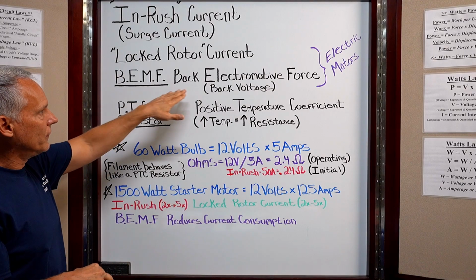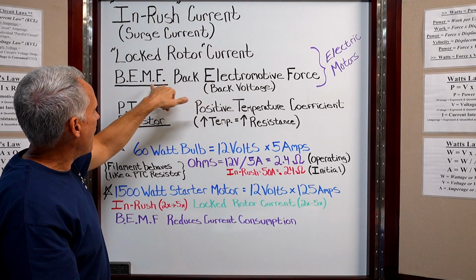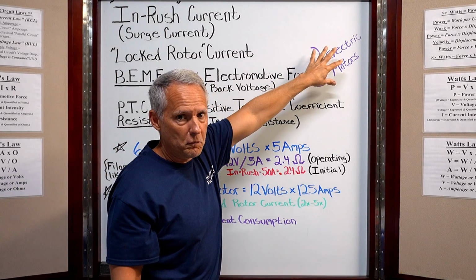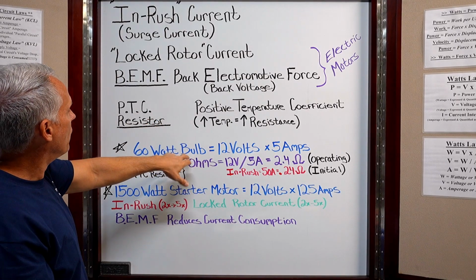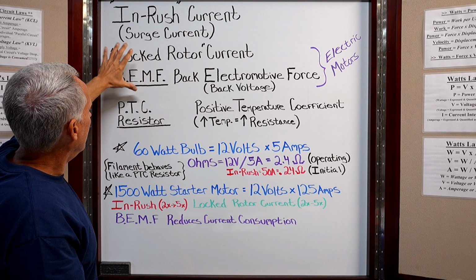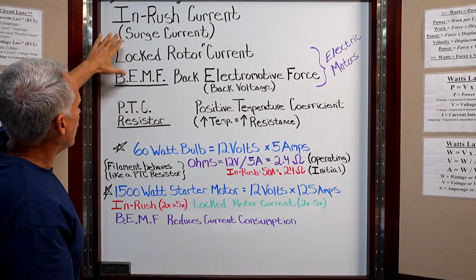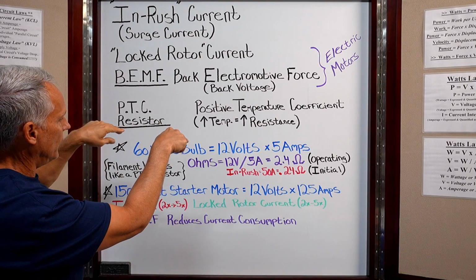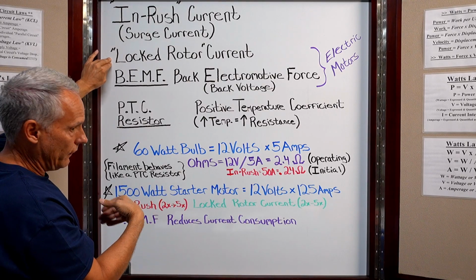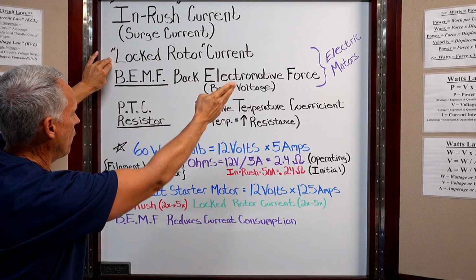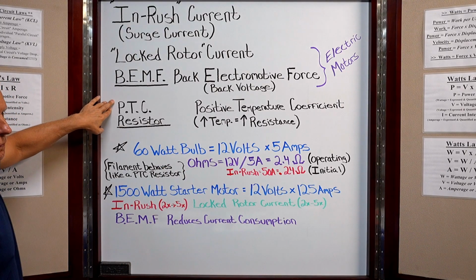We need to know about back electromotive force or back voltage, and locked rotor current. Now, locked rotor current and back electromotive force, or back voltage, are related to electric motors, right? In this particular situation, the PTC resistor is going to be related to our bulb, and inrush current is actually a heading for locked rotor current and PTC resistor. Inrush current is the same thing as saying locked rotor current in an electric motor, or, in the case of the bulb, the same thing as current flowing through a PTC resistor.